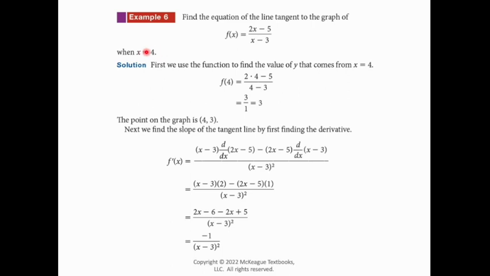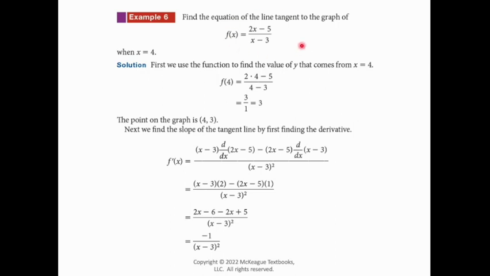When you look at x equals 4 on this function, we need to know what that corresponding value of y is. So in the function, everywhere I see x, I'm going to plug in 4, and we're going to get that the corresponding value of y is 3. So the point where we're trying to find the tangent line on this graph is (4, 3). Now we need to find the slope of the tangent line, which we can do by finding the derivative.